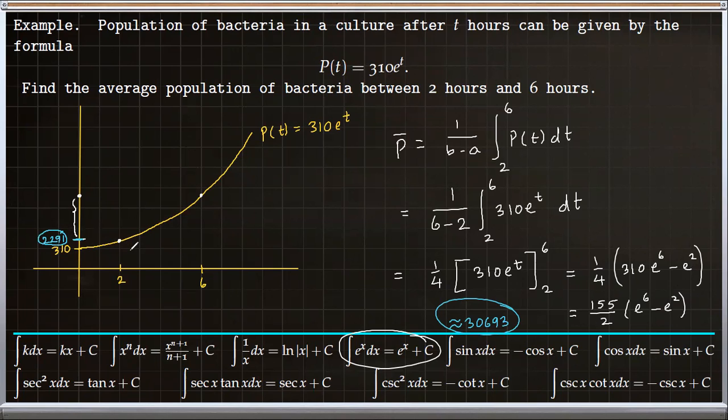And when t is 6, we get 125,063 over here. So between these two, the average value of the function is 30,693, which I assume will be somewhere over here. So this is where the average value of the function would lie over the interval 2 to 6.